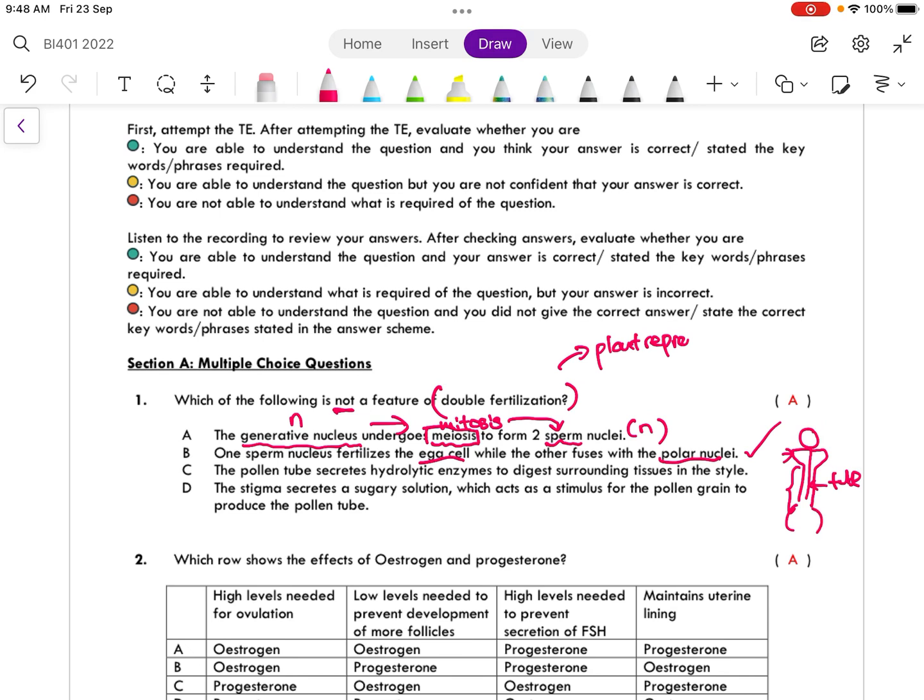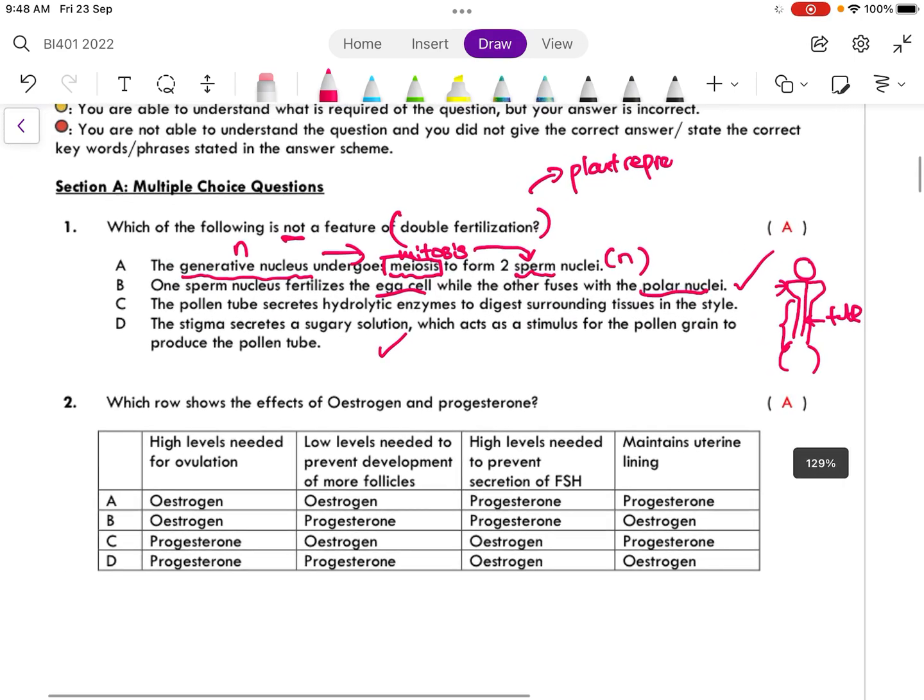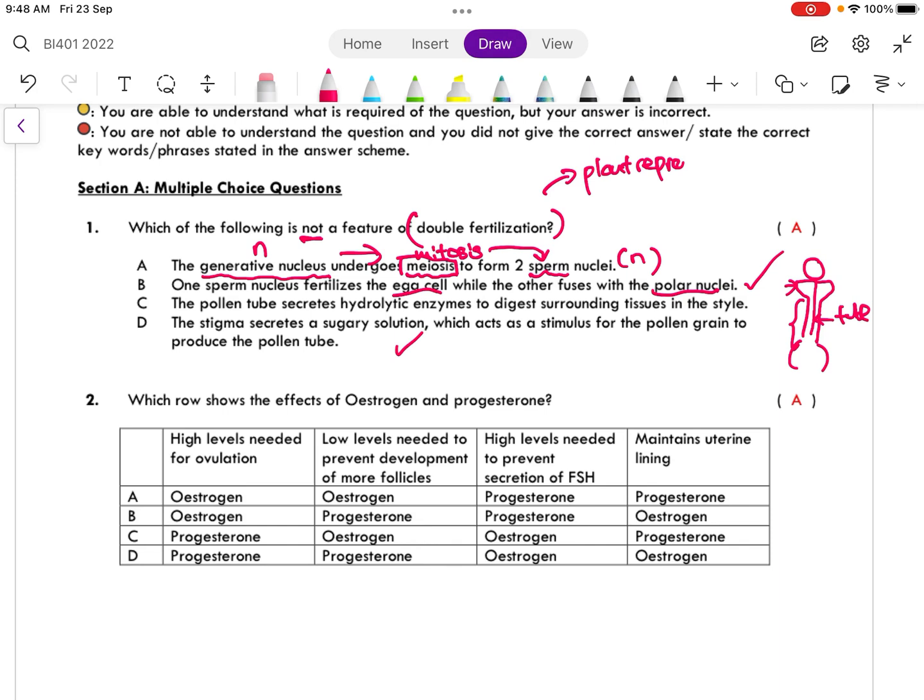D. The stigma secretes a sugary solution which acts as a stimulus for the pollen grain to produce pollen tube, and that is also true. So the best answer is A. Which row shows the effects of estrogen and progesterone? Okay, the best answer here is A.